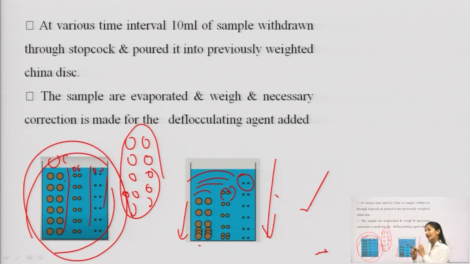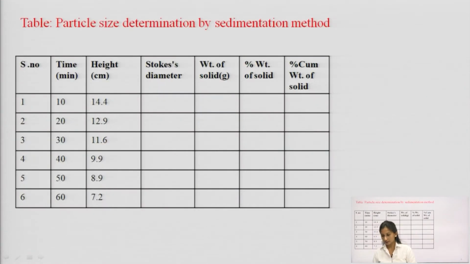So every 10 minutes, you have to withdraw, and after each 10 minute time interval you have to withdraw the 10 ml liquid in a pre-wetted china dish. Then evaporate that liquid and weigh out the solid particles which we had suspended, and then tabulate the data as in the previous methods, sieving and optical microscopy.